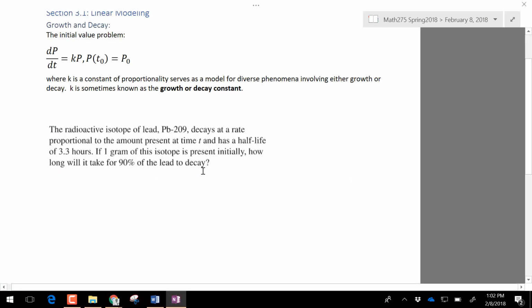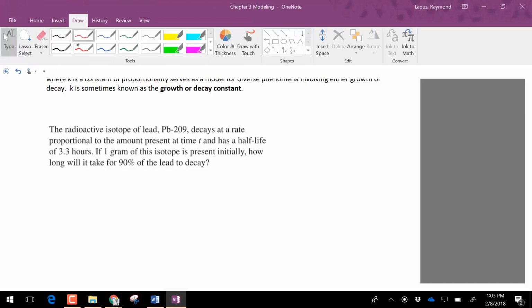All right, we have a radioactive isotope, and it decays at a rate proportional to the amount present at the time, and its half-life is 3.3 hours. So 1 gram of isotope is initially present. How long will it take for 90% of the isotope to decay? And what we want to do is again relate the words into math somehow.